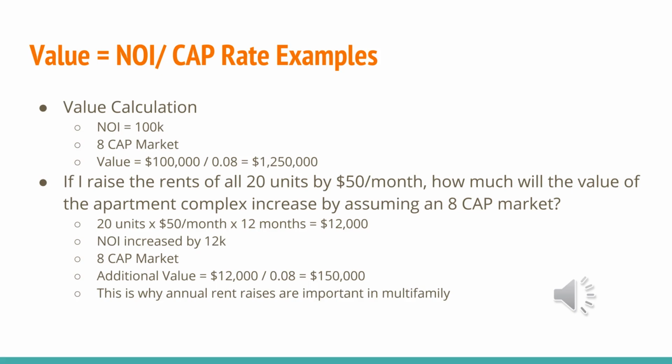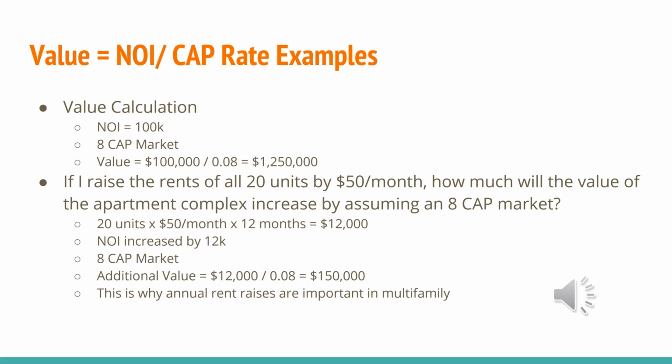So let's talk about a value equals NOI divided by cap rate example. So let's just do a quick value calculation. Your NOI is 100,000. You can find this easily on a T12. The market cap rate is an 8 cap market. Once again, you can Google this to figure out what your market cap is. And to do the value, you take 100,000 divided by 8%. It's worth $1.25 million. Now let's just say I raise the rent of all 20 units by $50 a month.